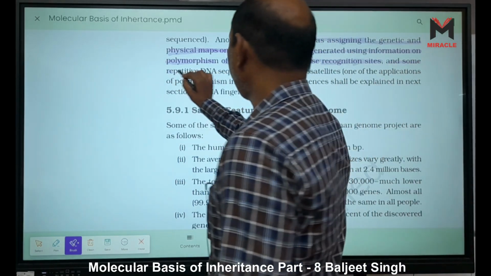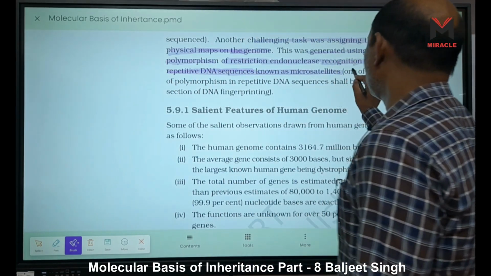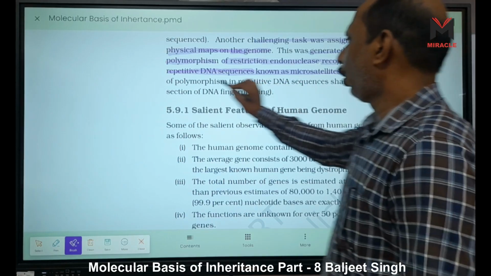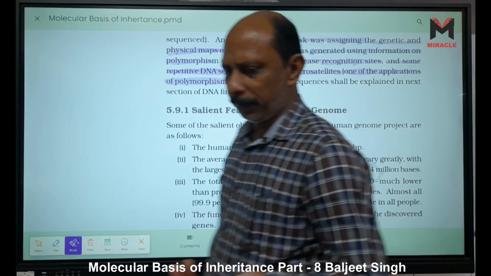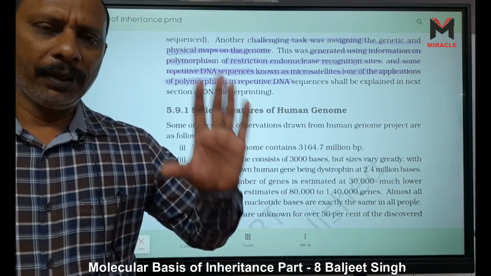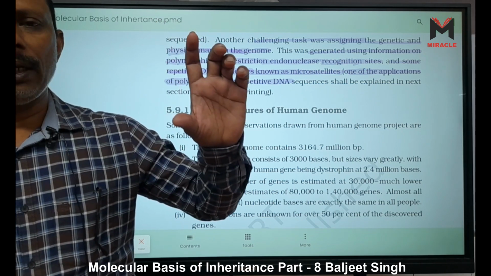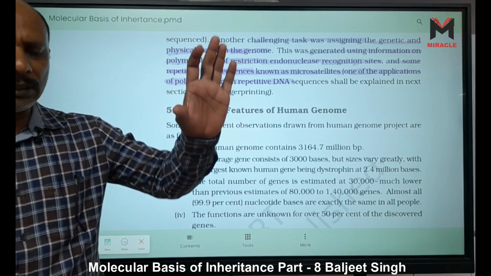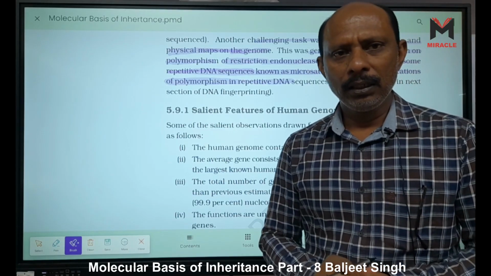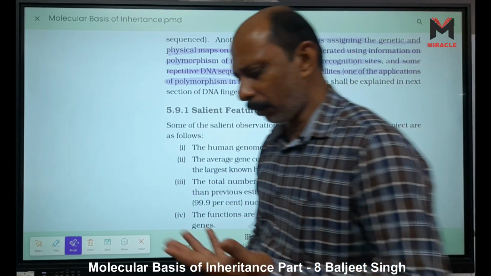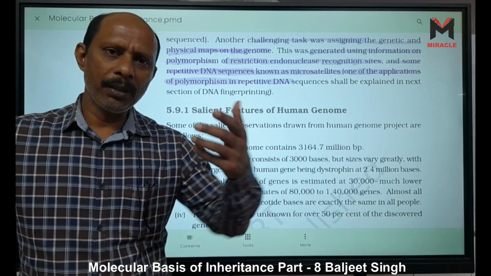And some repetitive DNA sequences are known as microsatellites. One application of polymorphism is in repetitive DNA. Repetitive DNA sequence means what? It is a stretch of DNA, a part of the DNA fragment, which repeats many times. In this repeat DNA, there is a specific sequence, right? This nitrogen base sequence is made up of 11 to 60 base pairs, right? So they repeat many times.